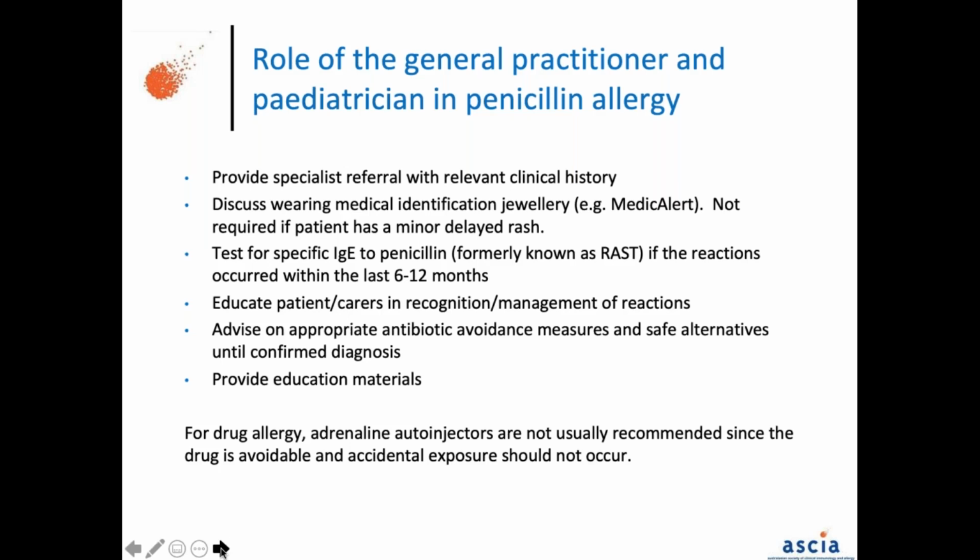You can test for serum-specific IgE, a test formerly known as RAST, if the reaction really occurred within the 6 to 12 months prior, ideally within 6 months. After that, it's very likely to be falsely negative. This test is really only good if used very early on. After that, the IgE will wane in the serum and the concentrations will be too low to be measurable.